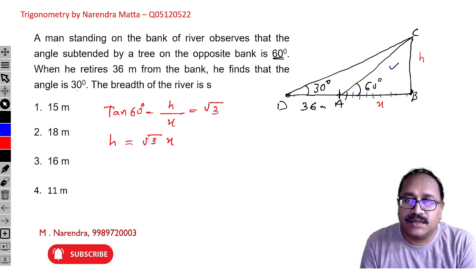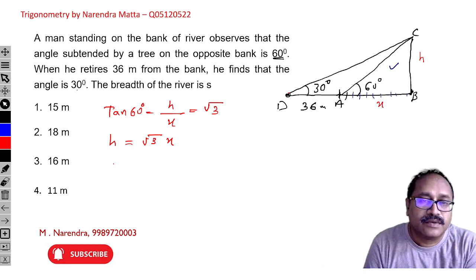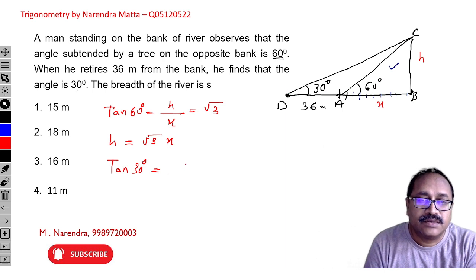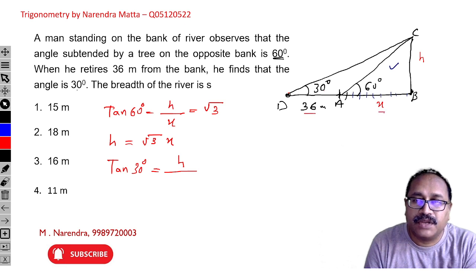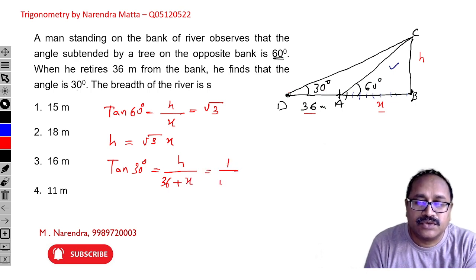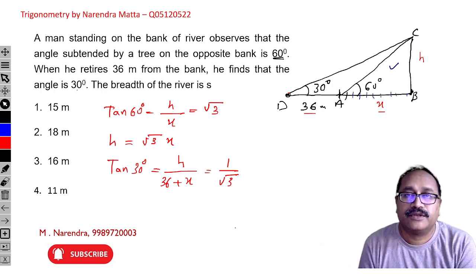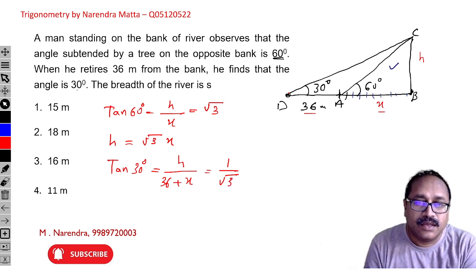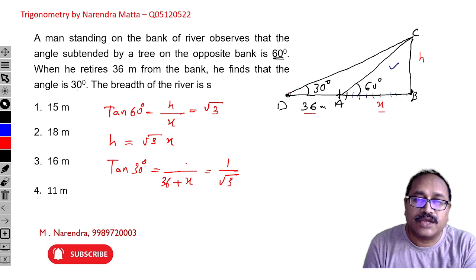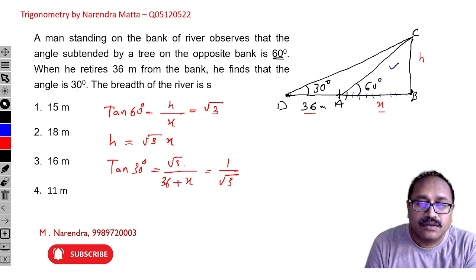Next, let's take tan 30. Tan 30 is equal to perpendicular by base, that is H by base. The base is 36 plus X. So let's write it down here. And tan 30 is 1 by root 3, which is equal to H by 36 plus X. Now I can replace H with root 3 X, so I can do that here. That is root 3 X.